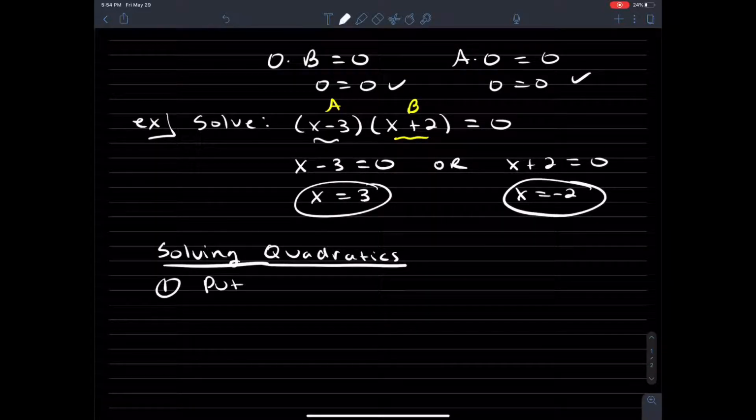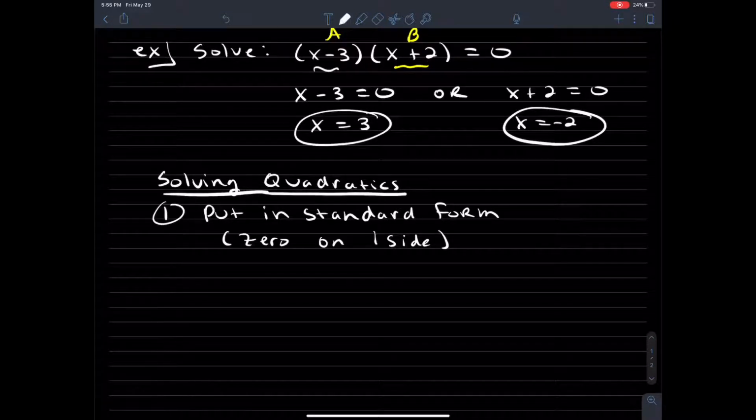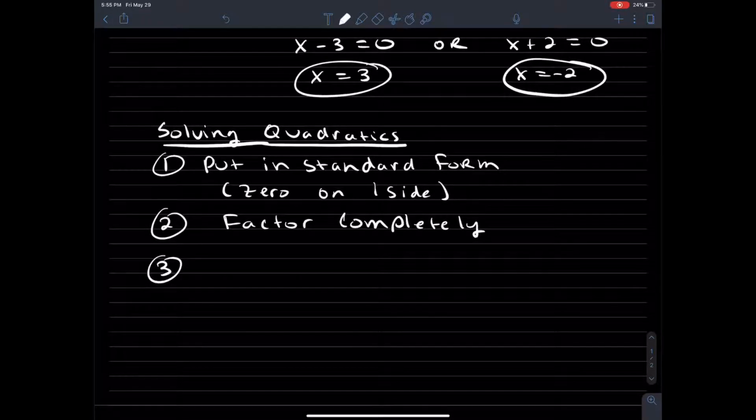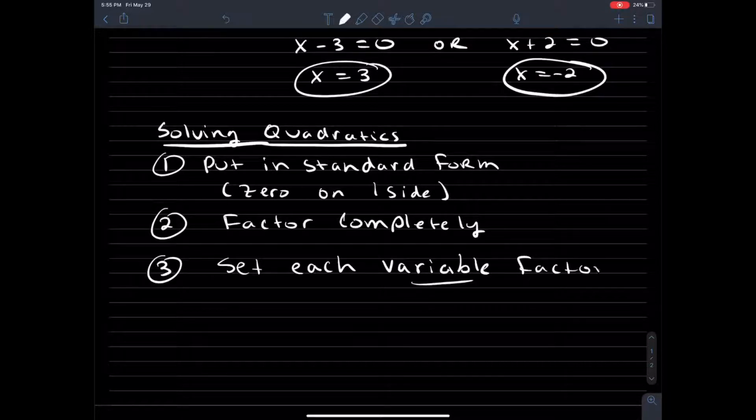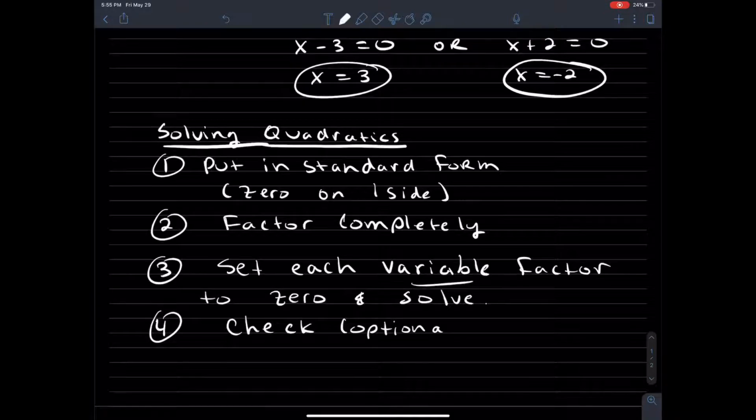First, you have to put it in standard form. That means 0 on one side. Second, we factor completely. And third, we're going to set each variable factor to 0 and solve. And check. This is optional. There's going to be many times when this last step is not optional.